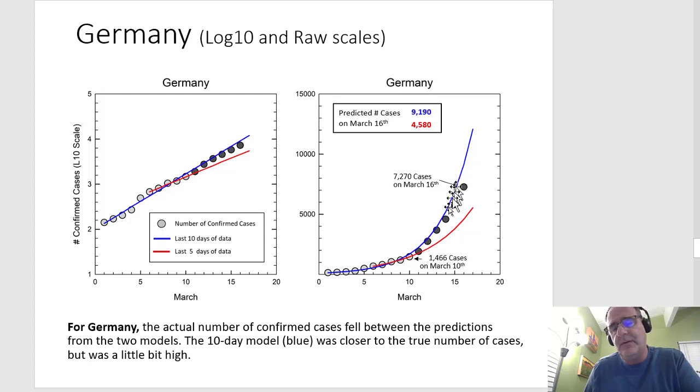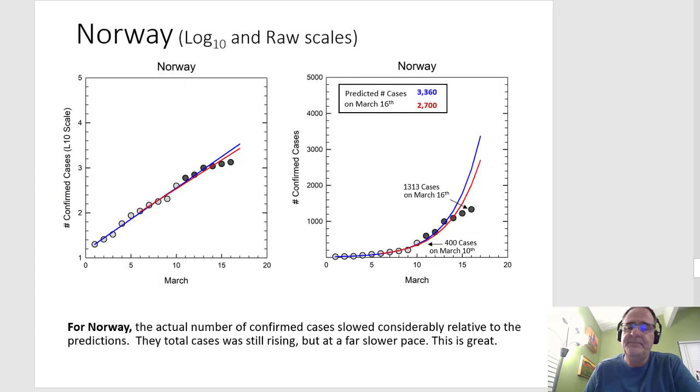So this is between the two lines, but it's tracking more closely with the blue line, which is the 10 days of data. So it's not true that the shorter model is always superior to the longer model. It seems to vary place to place, but both models seem to be not horrible.